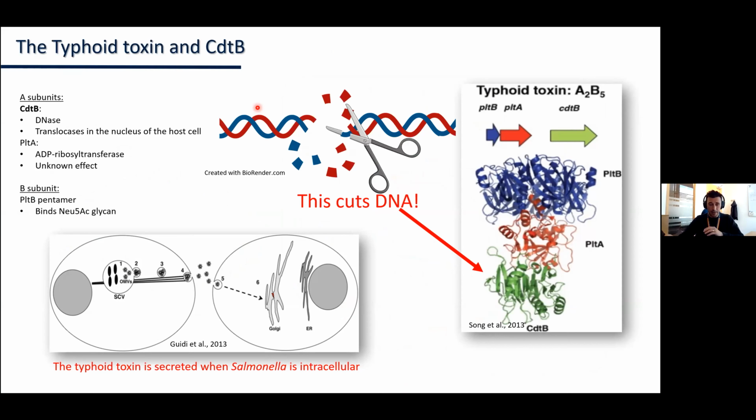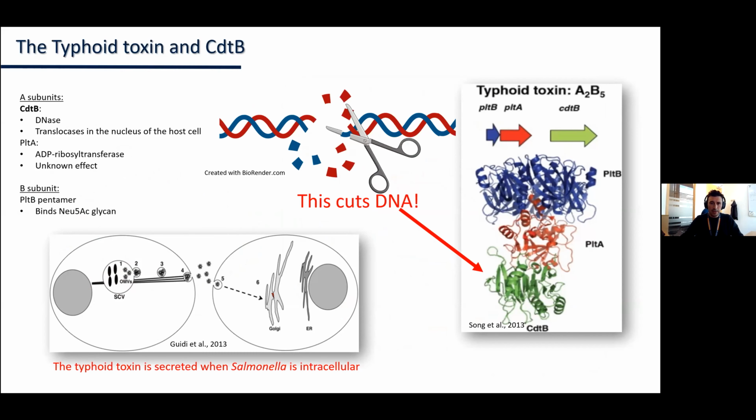There are also other bacteria which produce this kind of toxin. It's a DNase. This toxin goes into the nucleus, and there is a subunit called CdtB that is a homologue of DNase I. So it goes into the nucleus and cuts DNA. This toxin is usually secreted once Salmonella is internalized in cells.